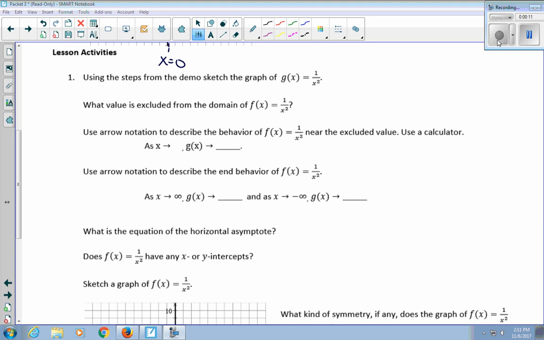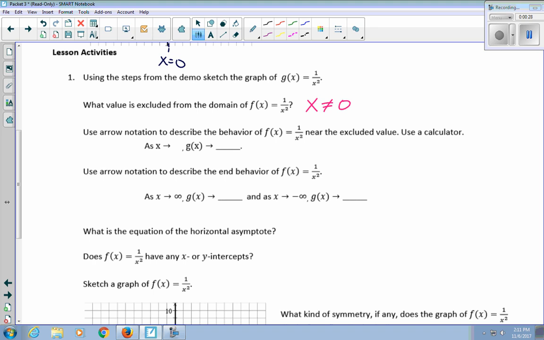We're going to use the same steps that we did in the demo to sketch a graph of 1 over x squared. So the steps are now laid out here. What value is excluded from the domain of 1 over x squared? 0, right? X can't be 0 because 0 squared is 0. You'd have a 0 in the denominator.